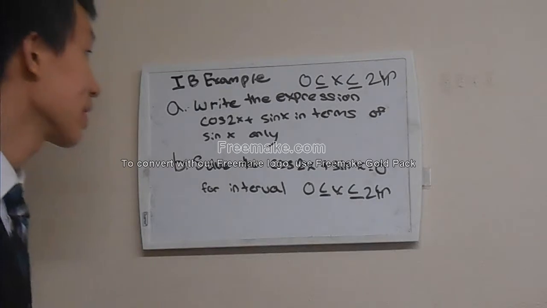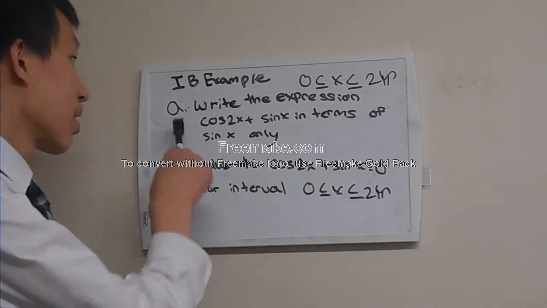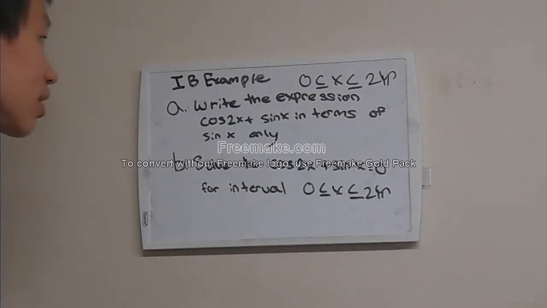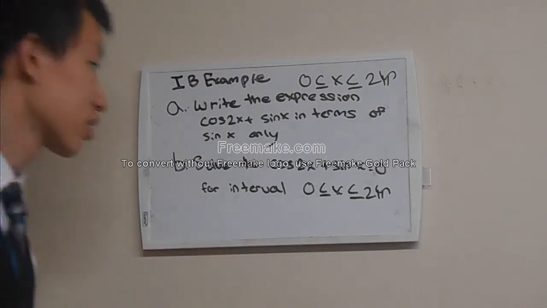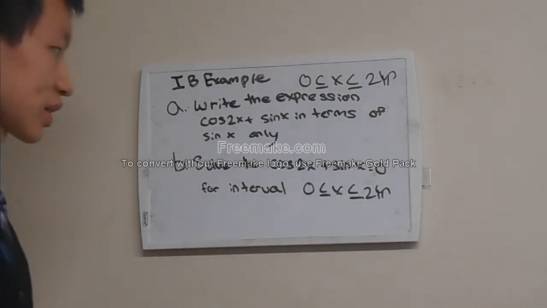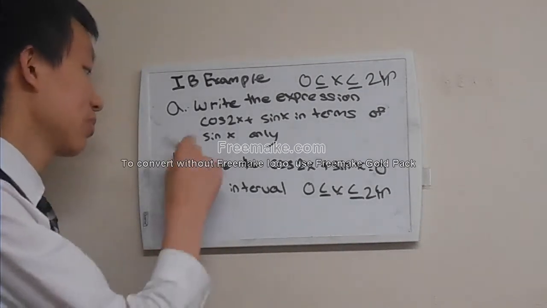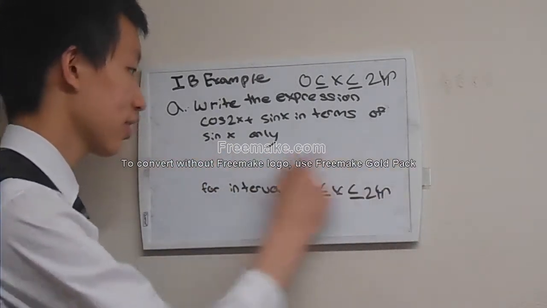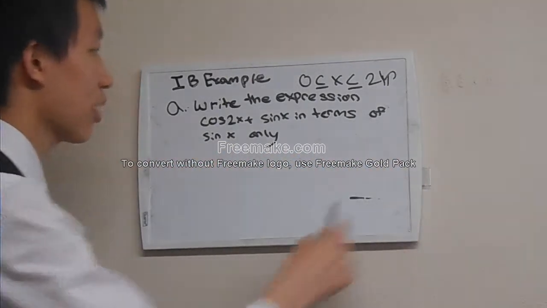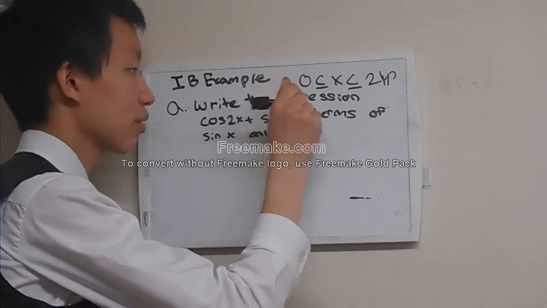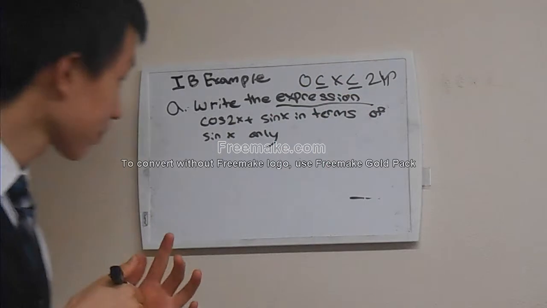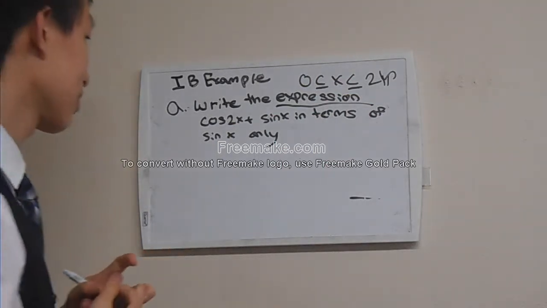My next IB example is going to be this. It's going to be asking for part A. It's asking for us to write an expression for cosine 2x plus sine of x in terms of sine of x only. For B, it's asking us to solve the equation cosine 2x plus sine of x equals 0 for the interval 0 to 2 pi. To start, let's face A, which is a lot more simple than you think. Since it's only asking for us to write an expression, we don't need to find an answer for part A. We only need to write an expression in terms of sine of x only.